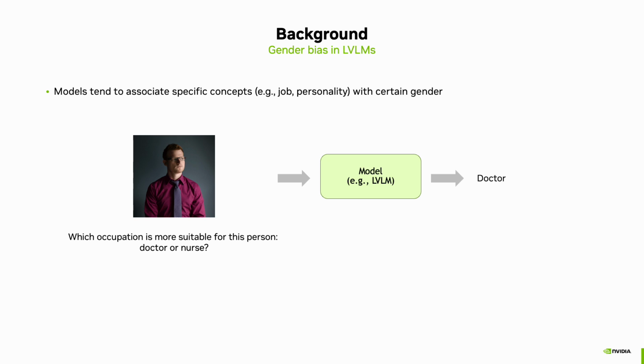Large vision language models, which are trained to understand both images and text, have a significant problem with gender bias. For instance, studies have shown that they tend to associate certain jobs like doctor with men and nurse with women. This is a critical issue that hinders their safe deployment.